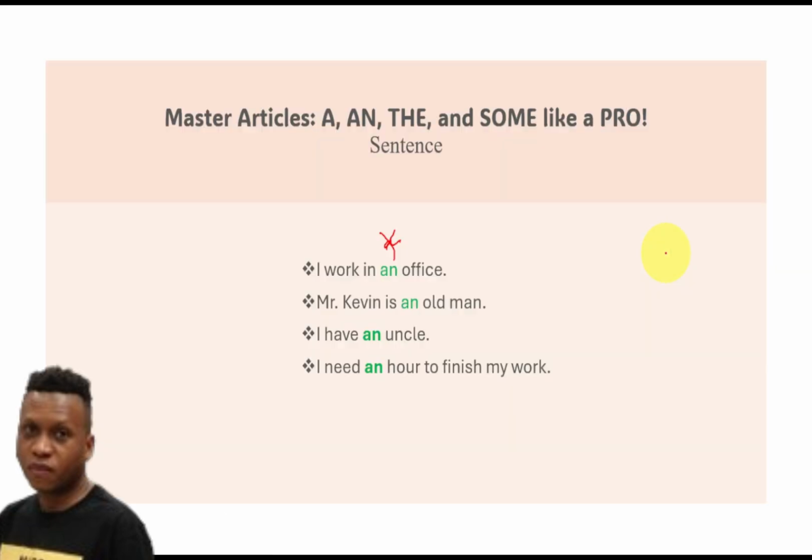Okay. So Mr. Kevin is an old man. Here we can link it. Okay? An old man. I have an uncle. We kind of link it. You see this? Right? This is what I'm talking about. I have an uncle. I need an hour to finish my work. Again, I work in an office. Mr. Kevin is an old man. I have an uncle. I need an hour to finish my work.